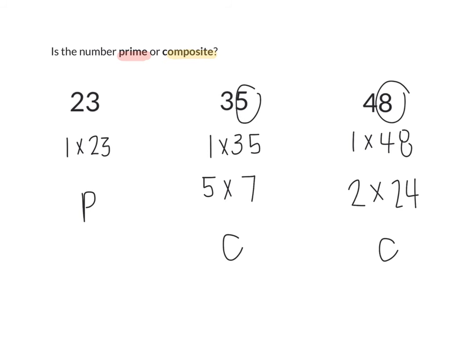I don't need to find all the factors in order to find out if something is prime or composite. Do you agree? As long as there's more than 2 factors, then it must be composite.